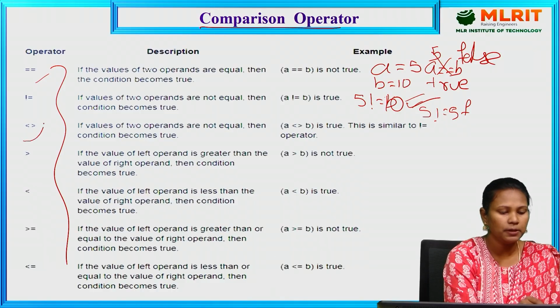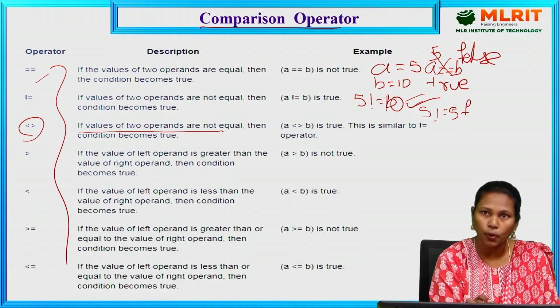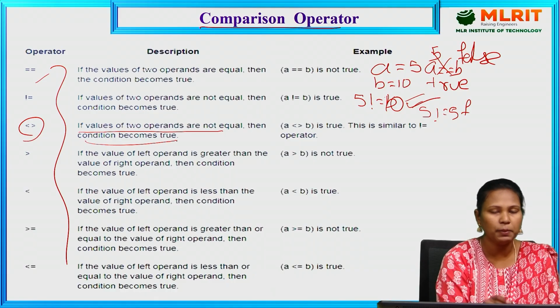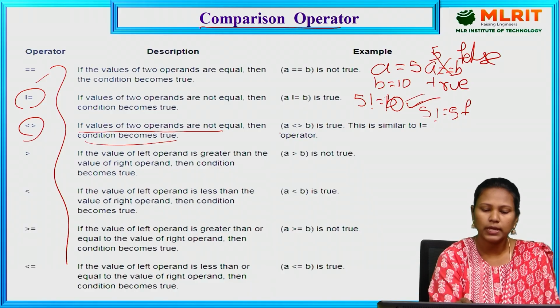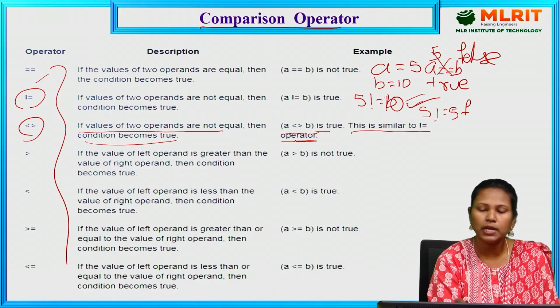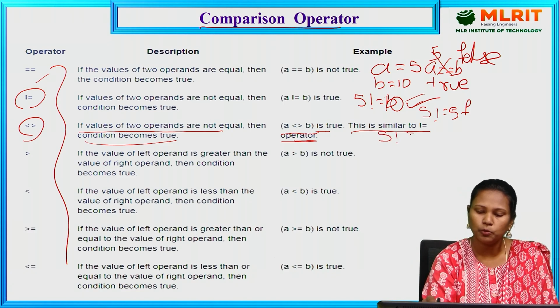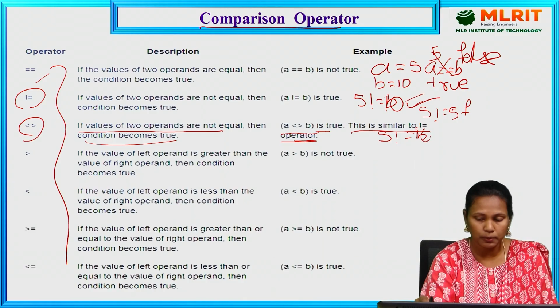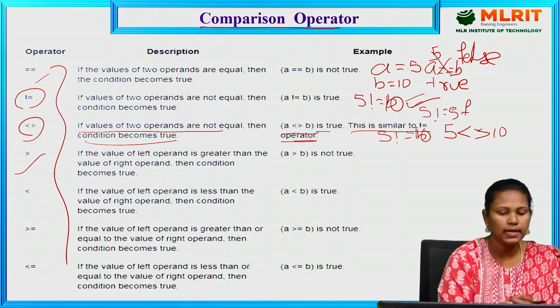The next one, greater than or less than. If the values of two operands are not equal, then the condition becomes true. It is same as not equal to. So a greater than less than b is true. This is similar to the not equal to operator. So 5 not equal to b, or 5 not equal to 10.